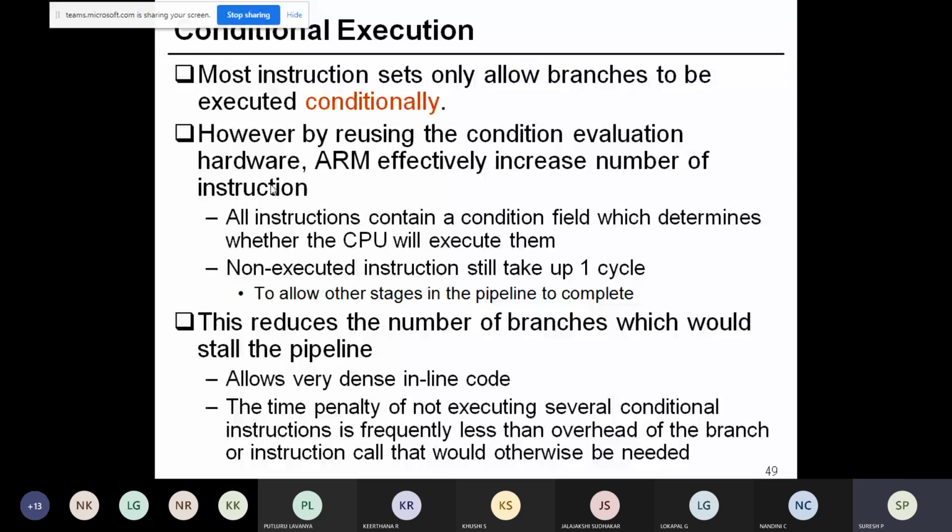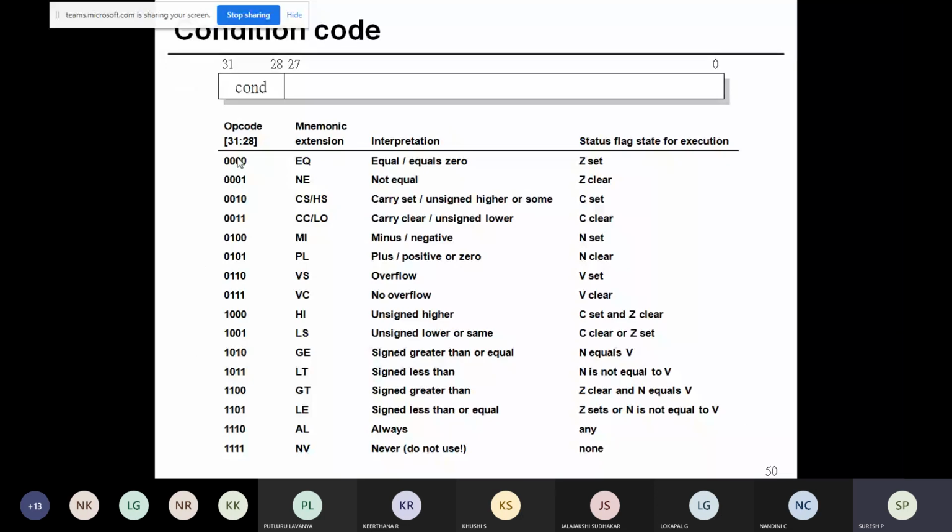Next, condition codes. Let's take some of the condition codes which we have discussed previously. The condition code will have the opcode. Opcode stands for operation code: OP stands for operation, and COD stands for code. Your condition code will be placed in bits 28 to 31 of your CPSR.